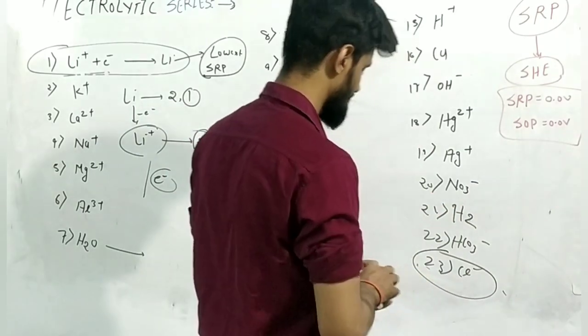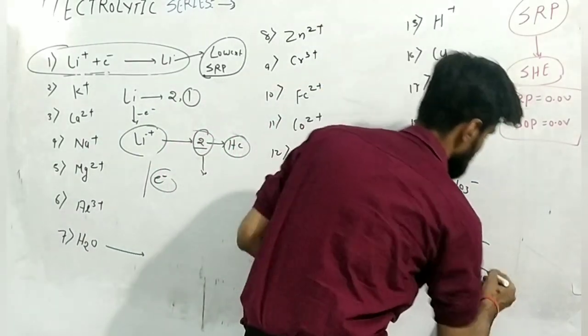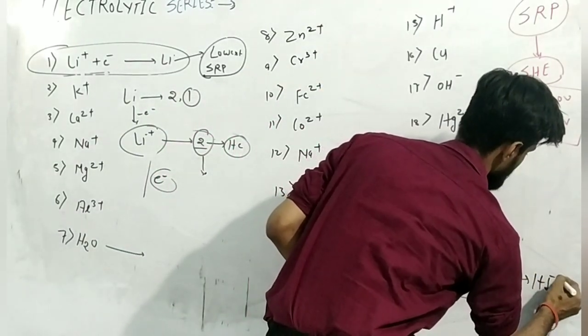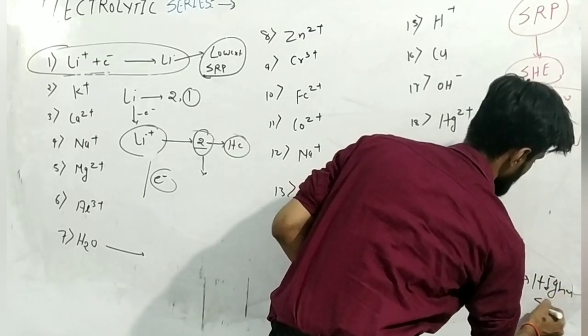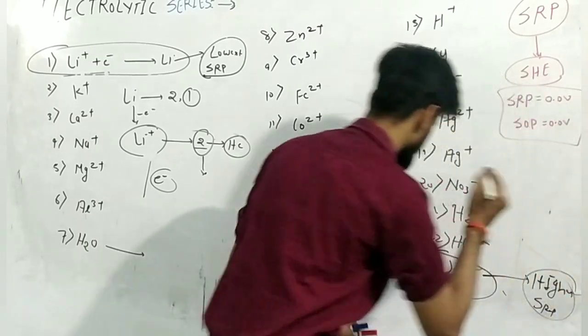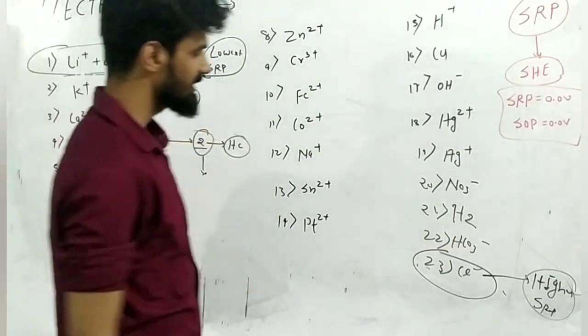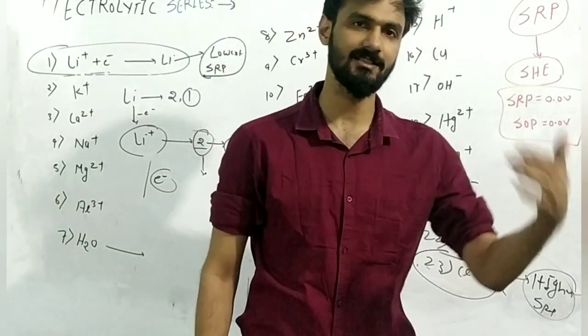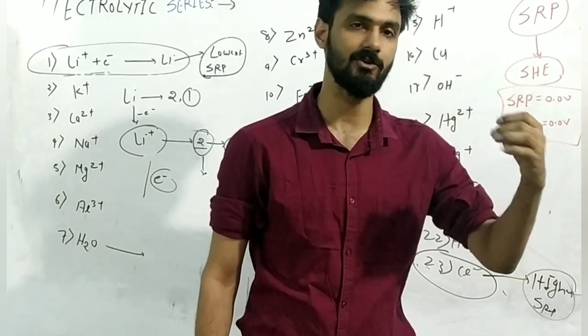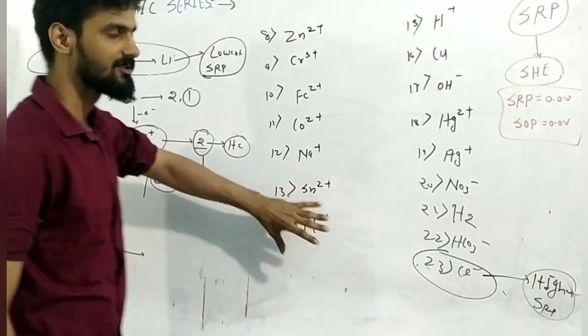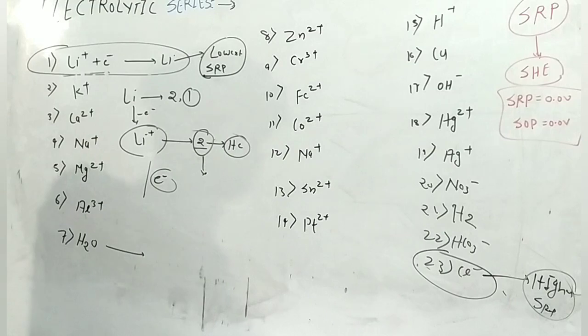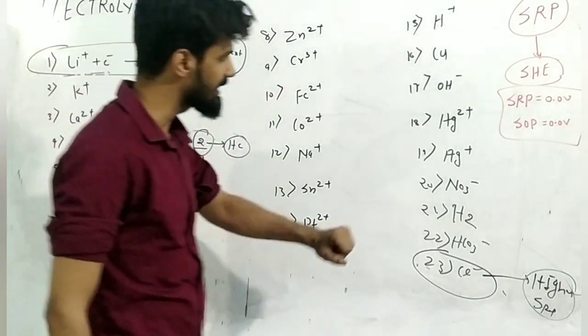So I am writing here, chlorine minus has the highest SRP. There may be so many substances, but I don't think more than 23 substances. I have accumulated all these things from different questions and different books, and gathered them here so that it will become very easy for you, and you can make the question very elevating.